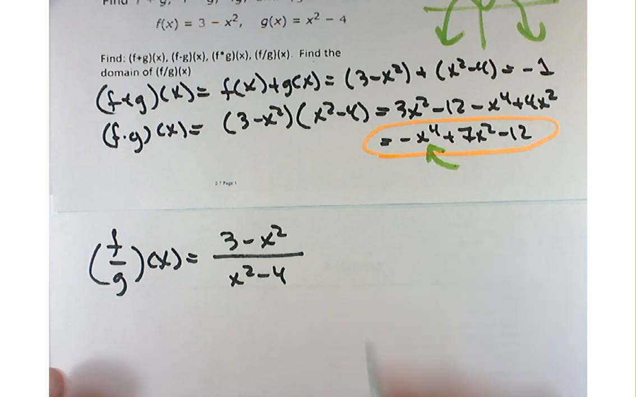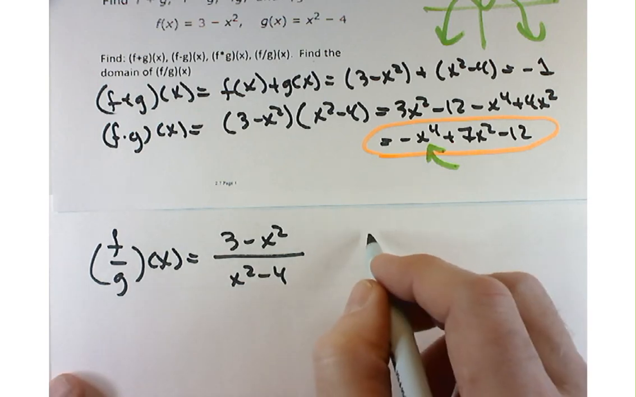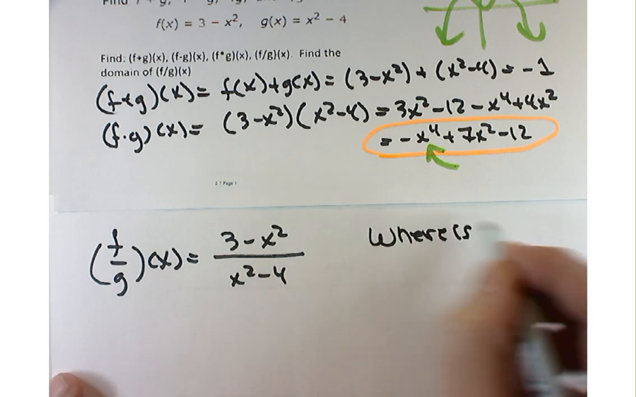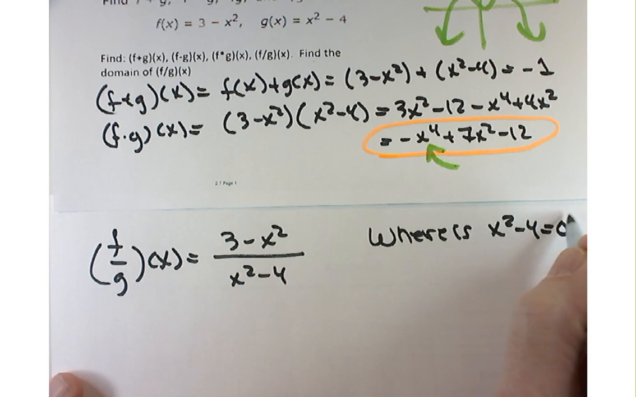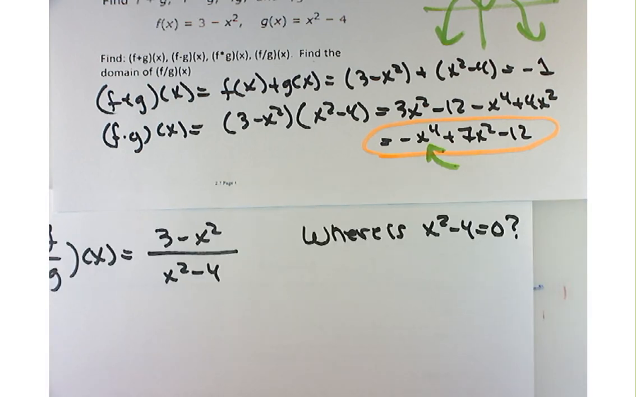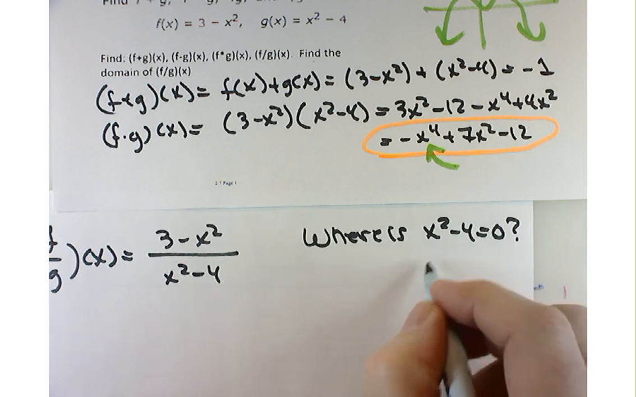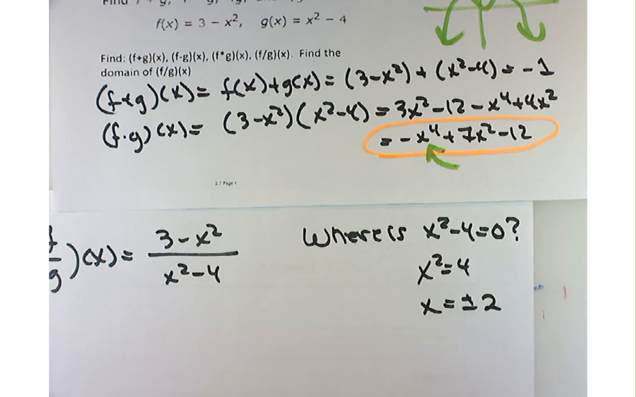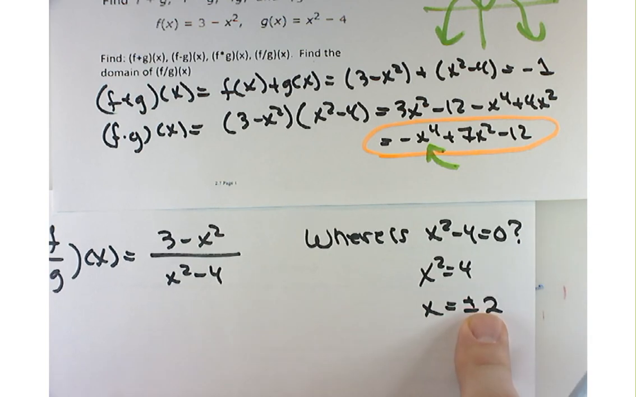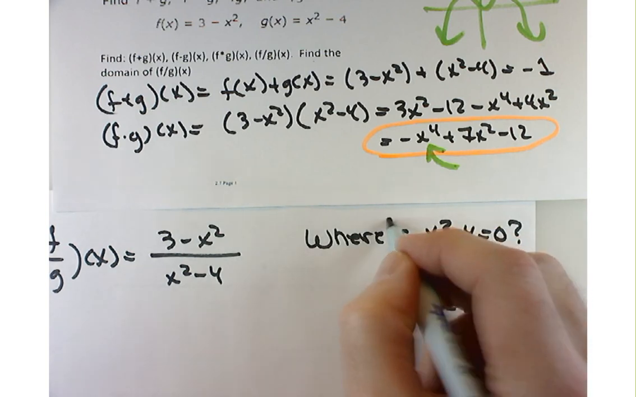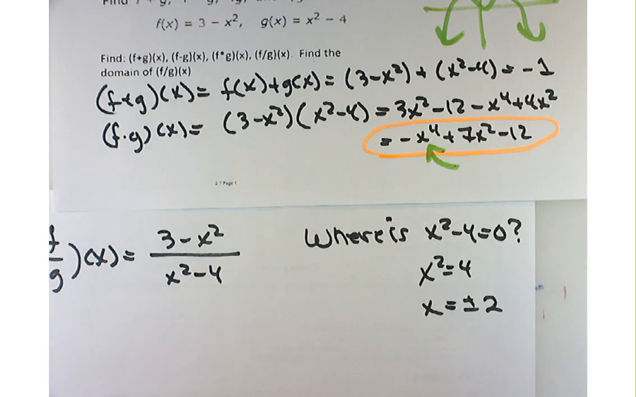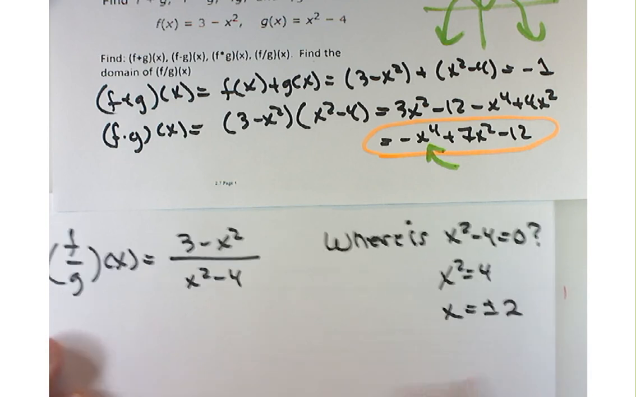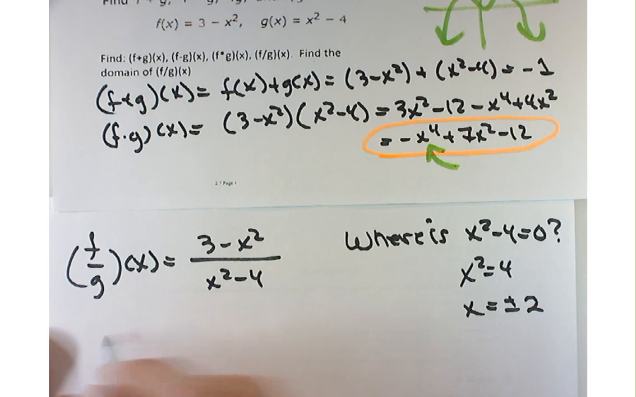0 in the denominator. So where is x squared minus 4 equal to 0? 2 and negative 2. Yes, thank you, gentlemen. X squared equals 4, x equals plus or minus 2. So is that my domain? No, I want to avoid those points, right? That's the problem child for this function. That's the one that you want to avoid. Yeah, you're going to have asymptotes there. Thank you, Ben. So our domain is everything but those.